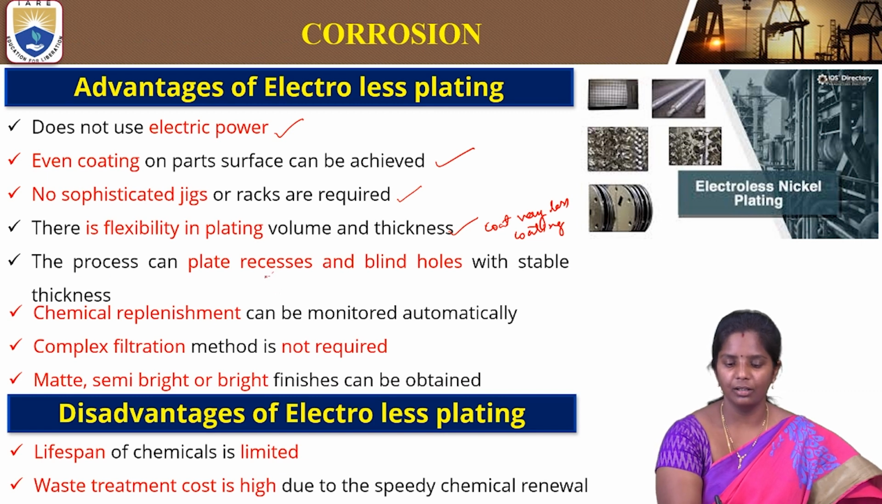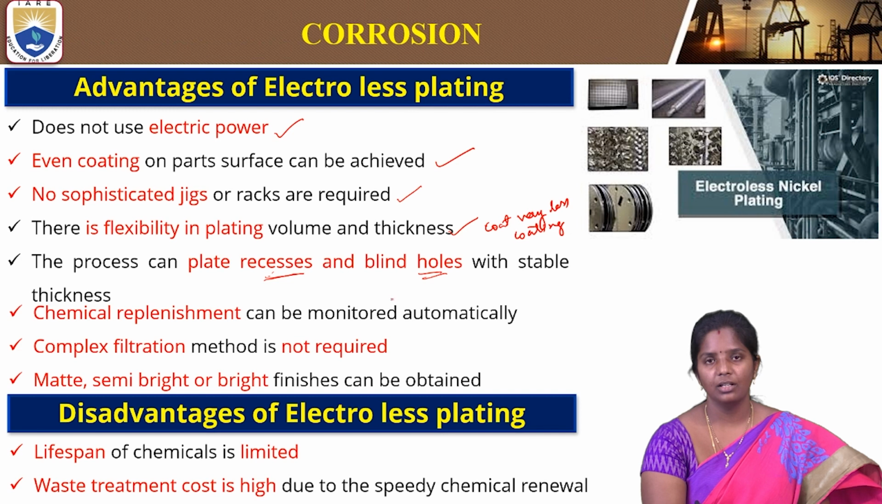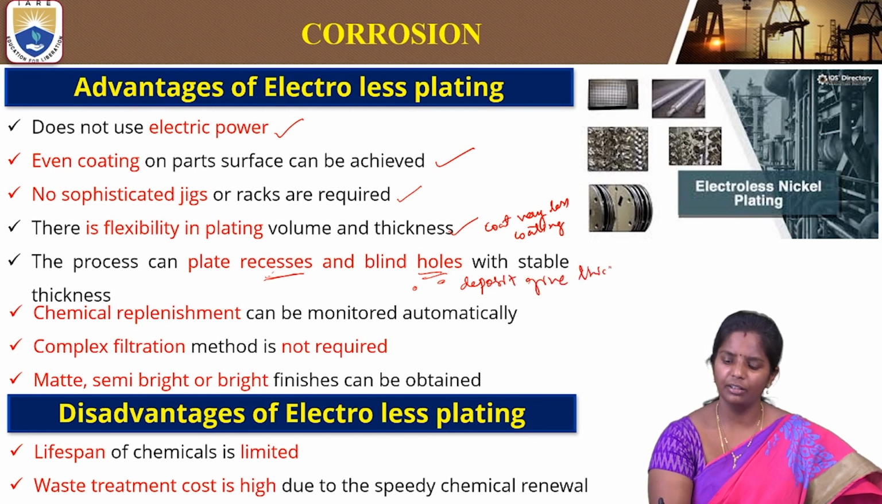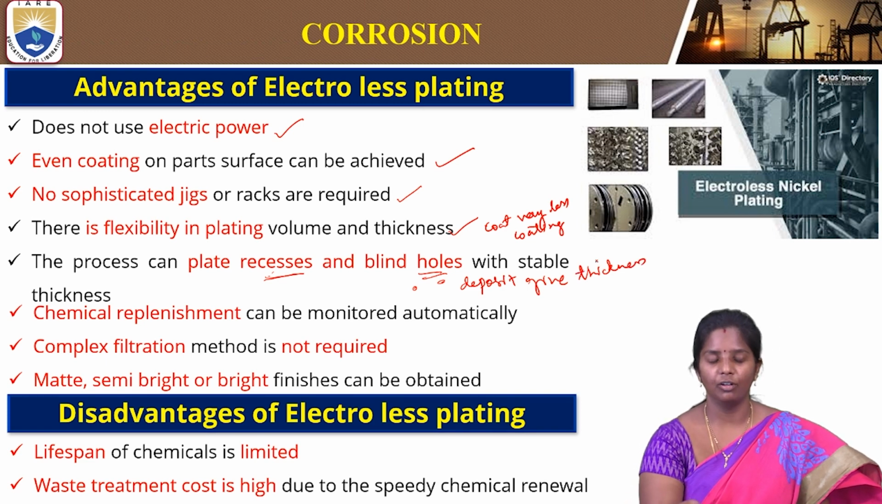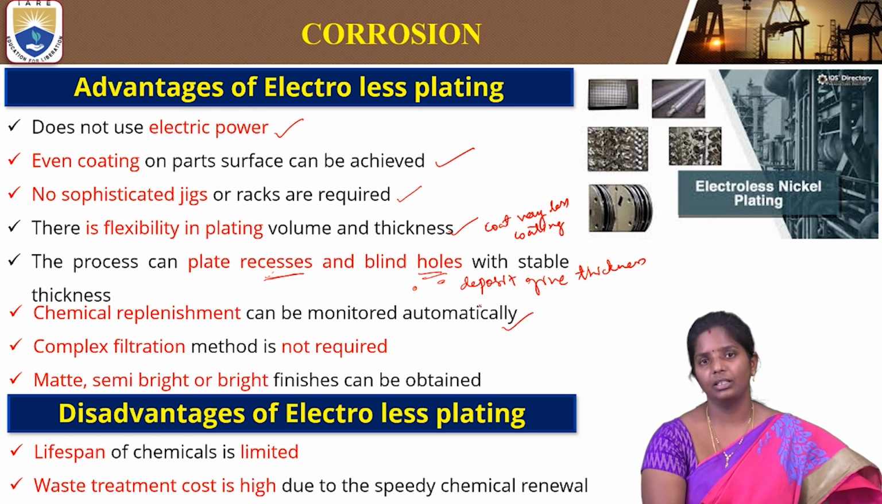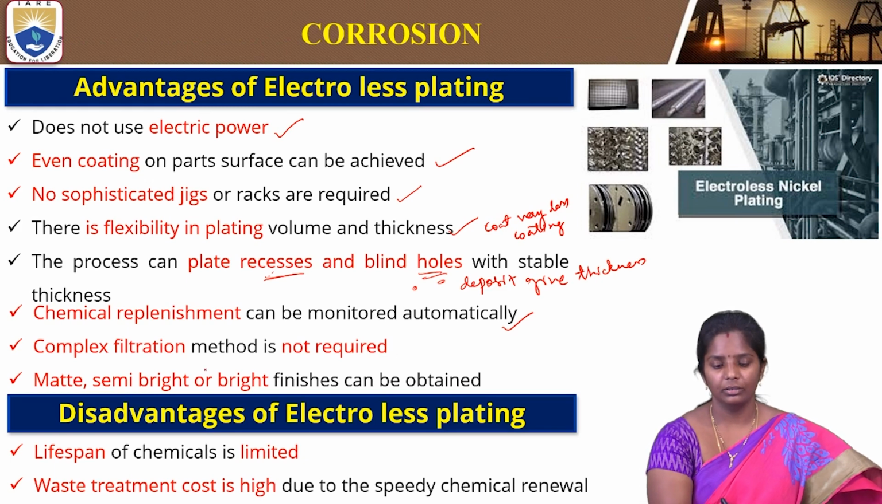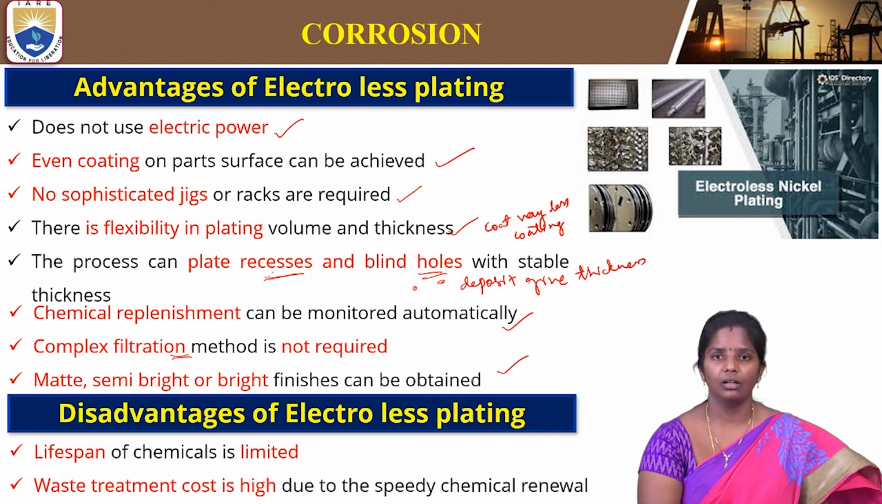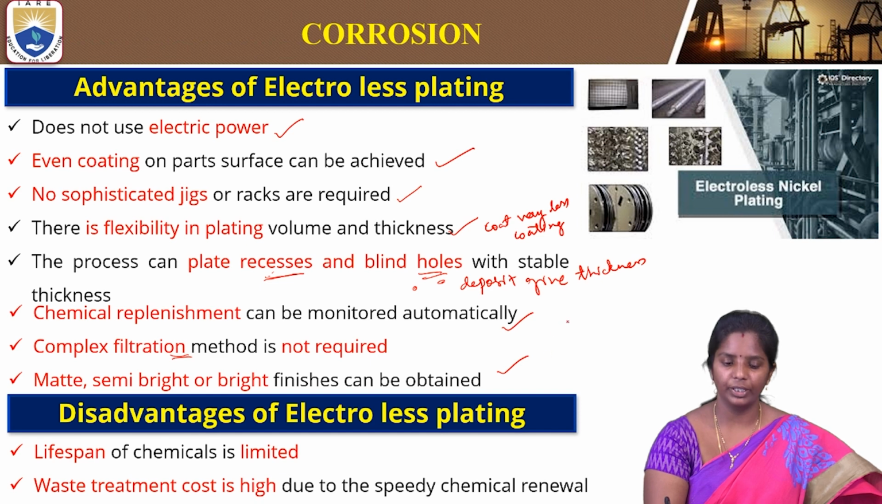This process can plate recesses and blind holes in a stable thickness. So even if we have some blind holes, it can deposit metal and give uniform thickness, even a conformal coating of that metal. Chemical replacement can be monitored automatically. Then complex filtration methods need not be done, because it will be purifying, and it only requires the reducing agent that is used for the deposition. Then matte, semi-bright or bright finishes can be obtained. Depending on the reducing agent, the concentration or the volume, we can vary the brightness of the finishes, so that it allows the coating of that metal.